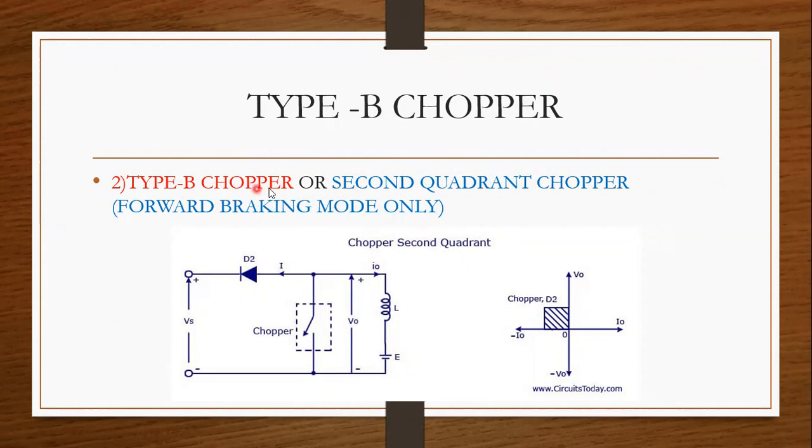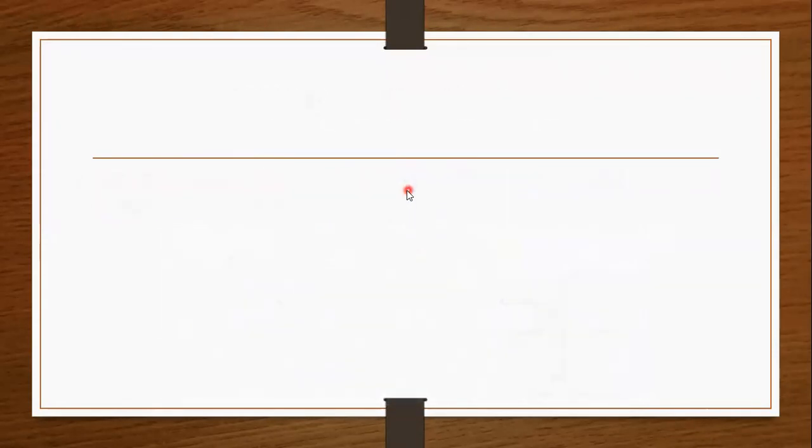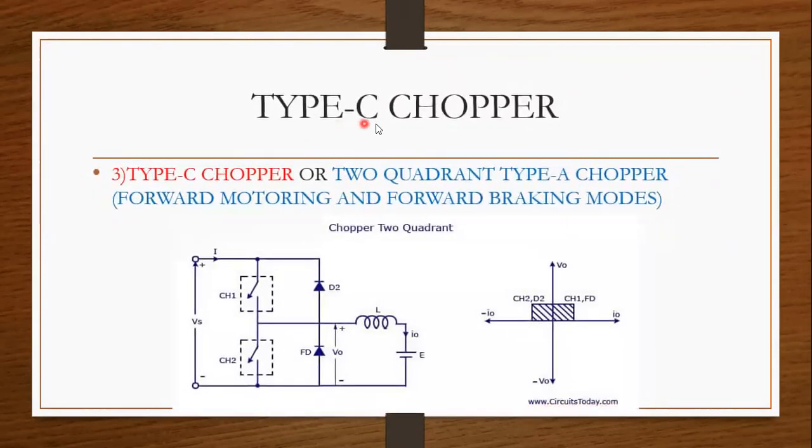This is called type B chopper, or second quadrant type chopper. Understood? Then type B chopper is over, and we'll go for type C chopper. Type C chopper is also called a 2-quadrant type A chopper: forward motoring mode and forward braking mode. So the first quadrant and second quadrant, 2 quadrants, are operated using this.